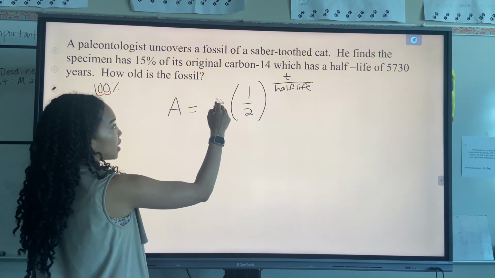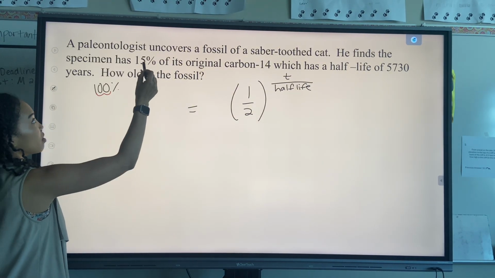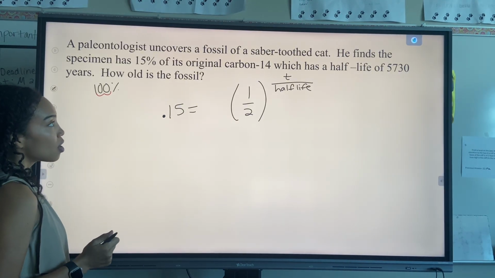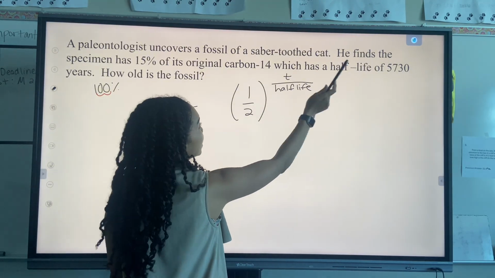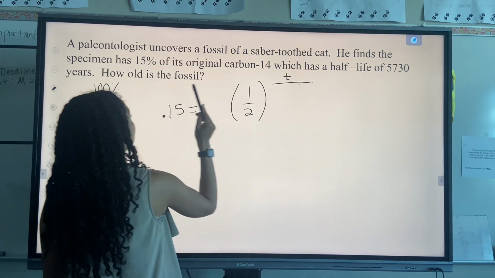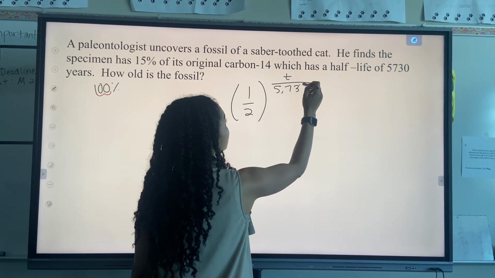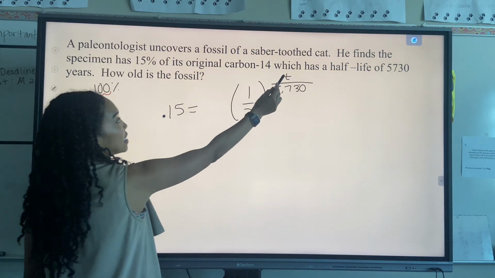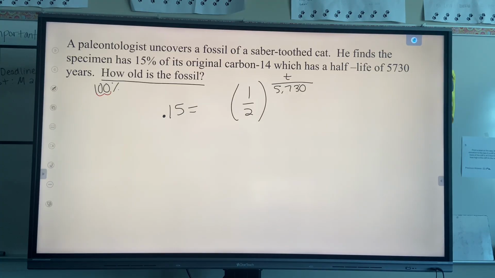So we don't really have to write anything. And where is it now? What percent? 15. We're going to write it as 0.15. Change it to a decimal. Okay. And they said that the half-life of carbon-14 is 5,730. So this is how we're setting up the problem. We are solving for T. That will tell us how old the fossil is.